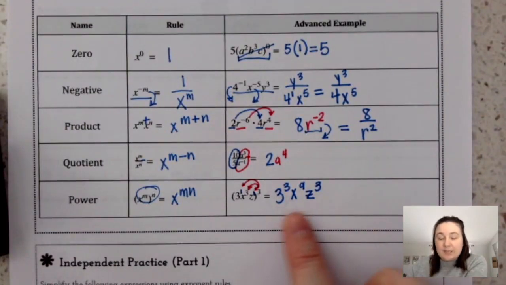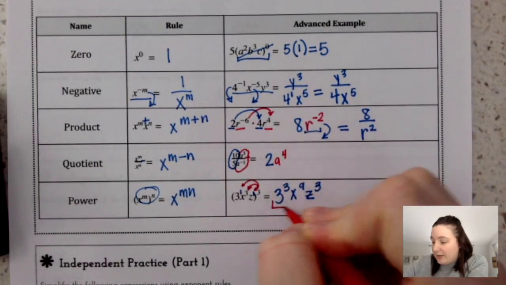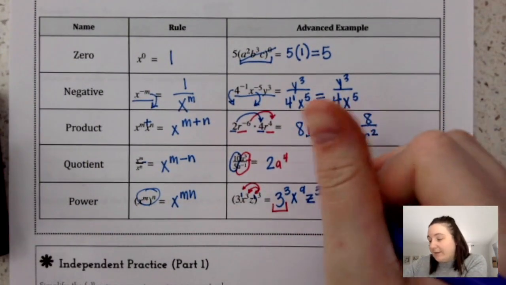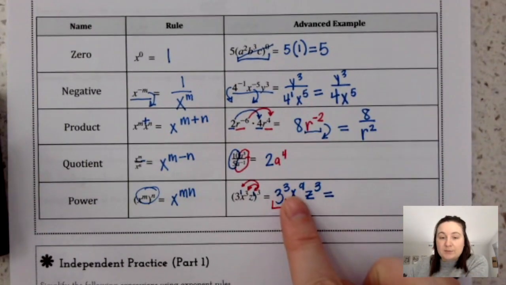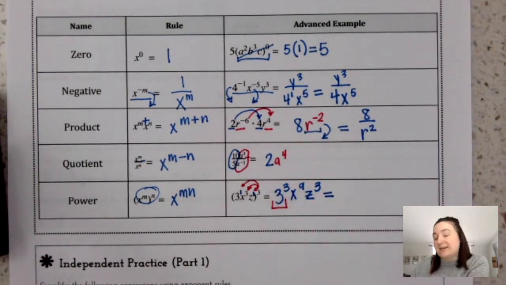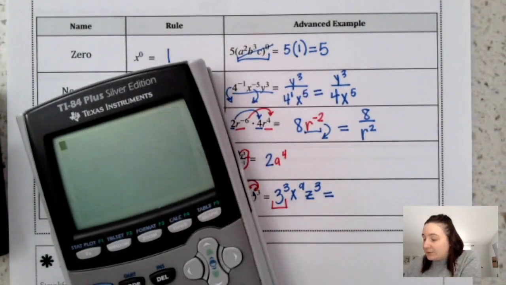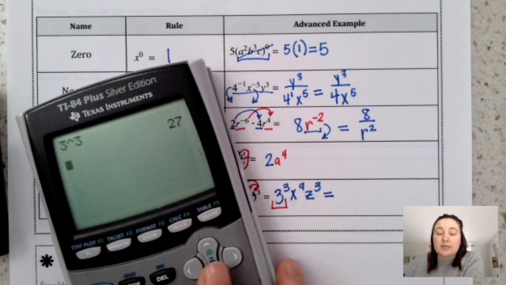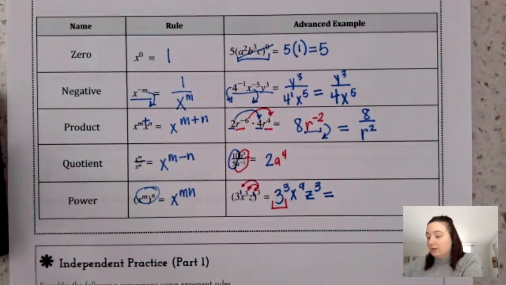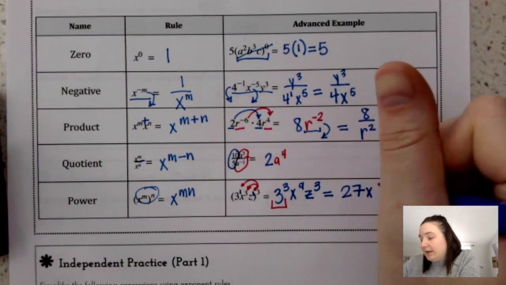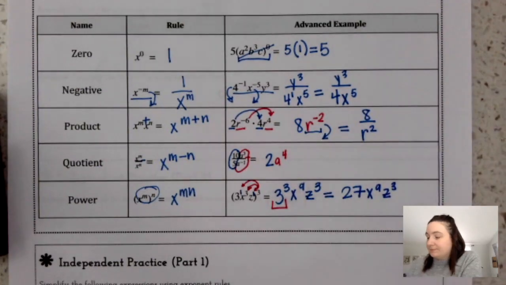Now I check to see if there's anything I can still simplify, and hopefully you notice that we have a number to an exponent, and so we want to simplify that. Please be careful with exponents. 3 to the third is not 9. Remember, 3 times 3 is 9, but 3 to the third power is 27. 3 times 3 times 3. So we can simplify that to 27 x to the 9th, z to the 3rd.